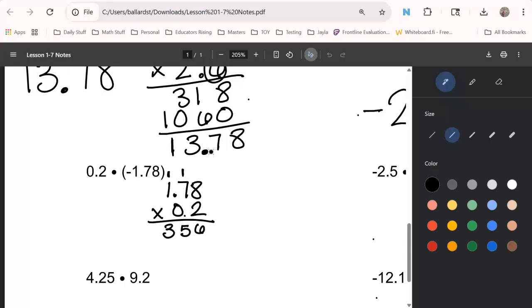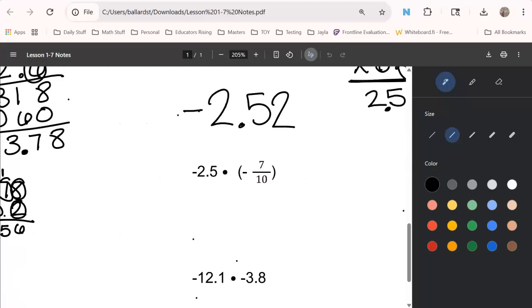And then if we multiply everything by 0, it's going to just be zeros on the bottom. We have 1, 2, 3 numbers after the decimal. So 1, 2, 3. My decimal is going to go there. So it's actually 0.356. And then if you'll notice, they have different signs. So my answer is going to be negative 0.356.